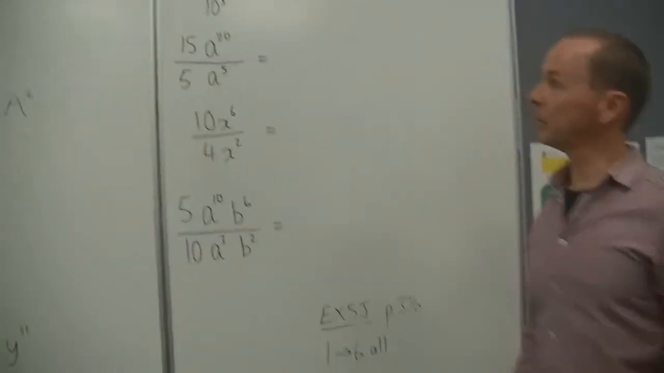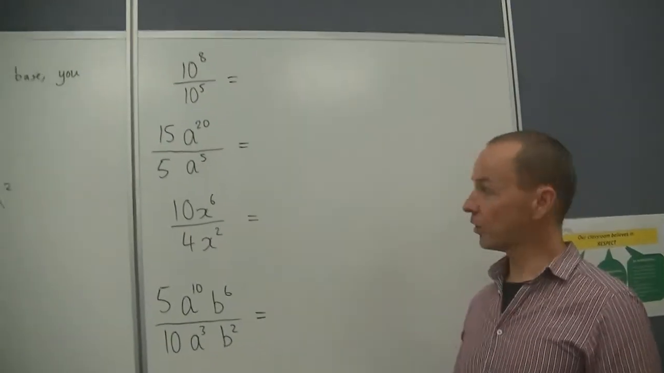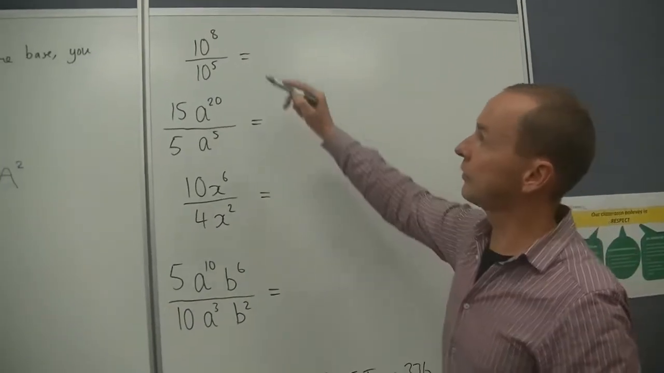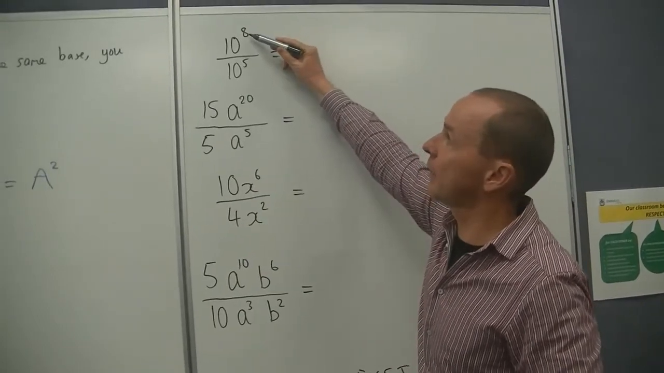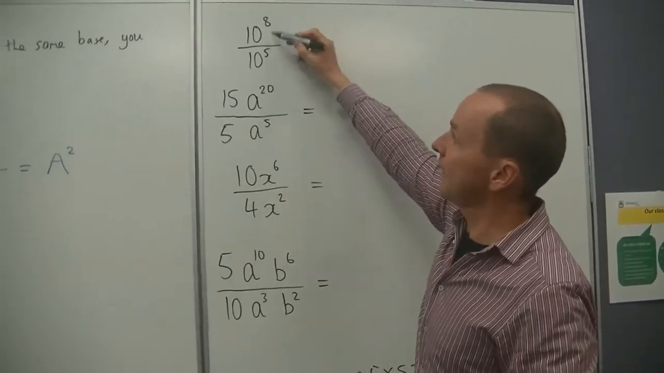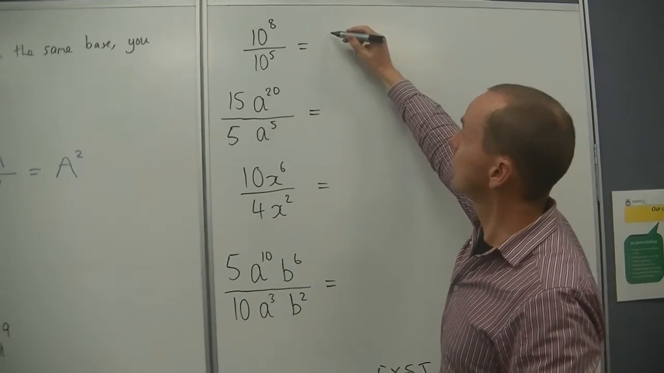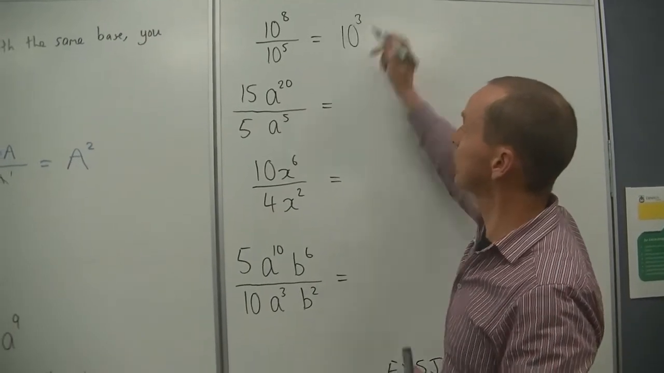Okay, let's go up here. Now we're doing some divisions. So remember, the rule is when you're dividing with the same base, you subtract the powers. So 8 minus 5 is 3. So you can just write 10 to the power of 3.